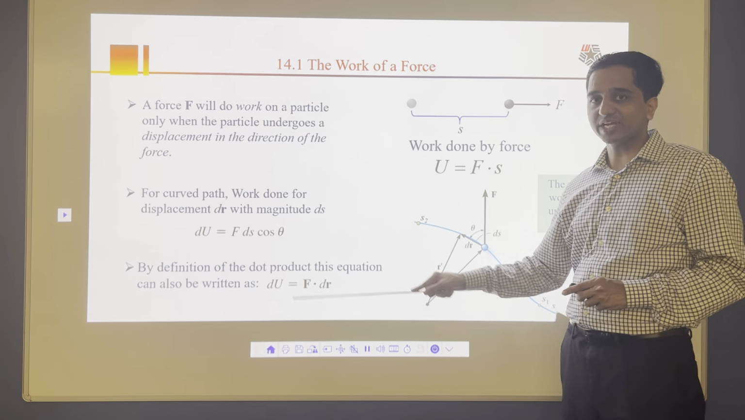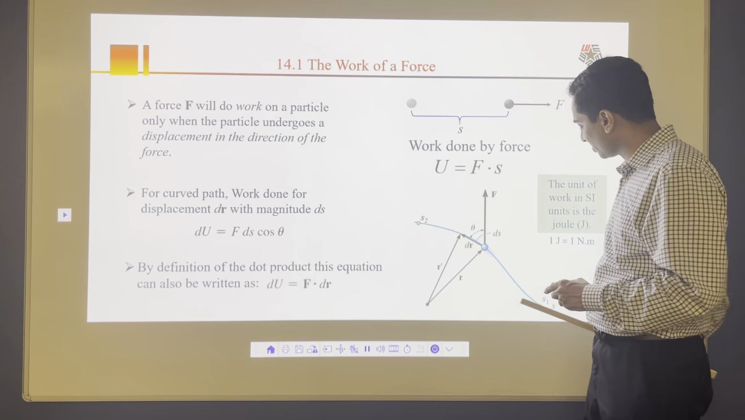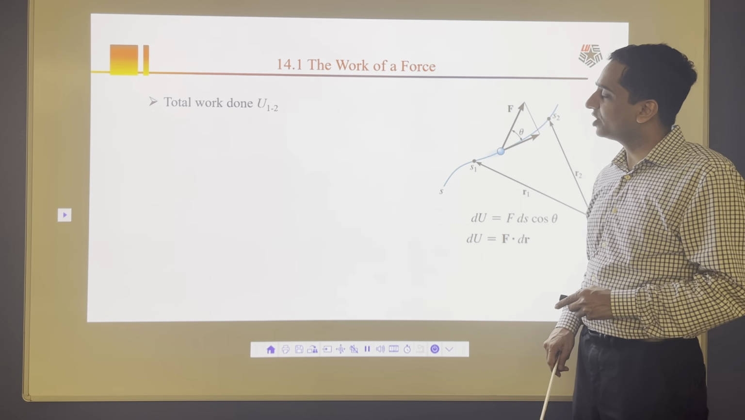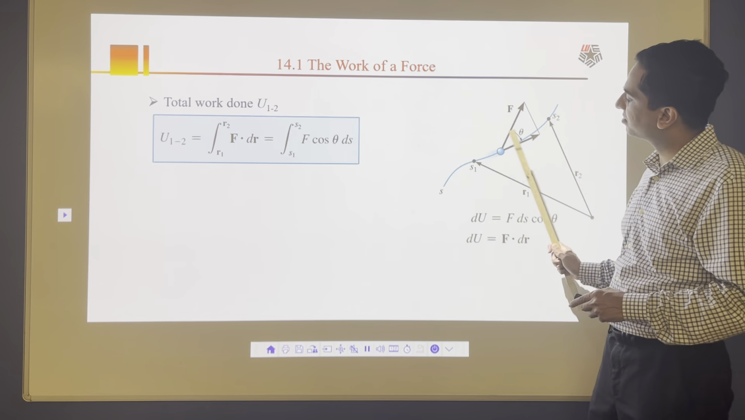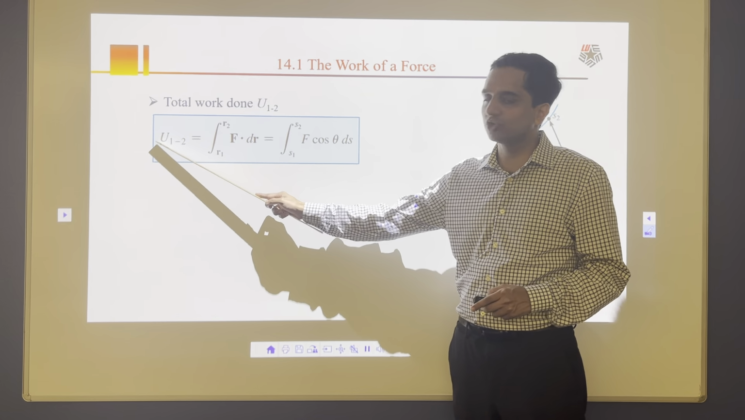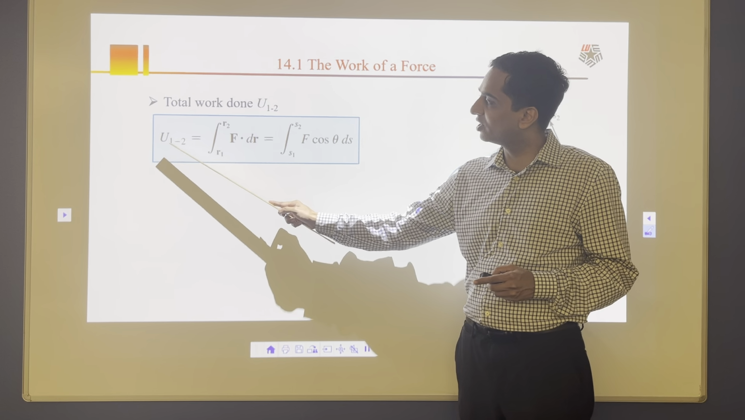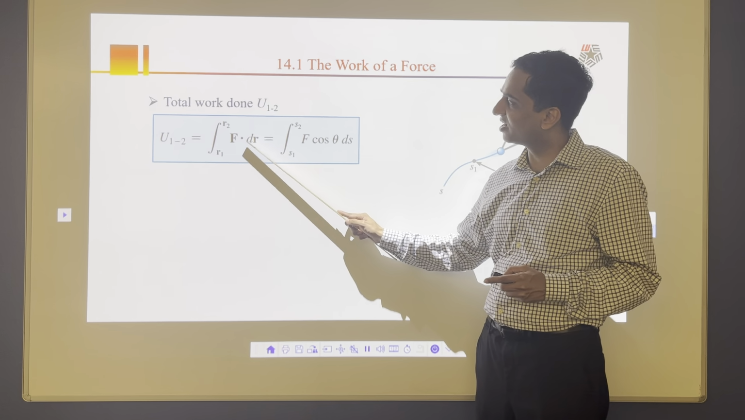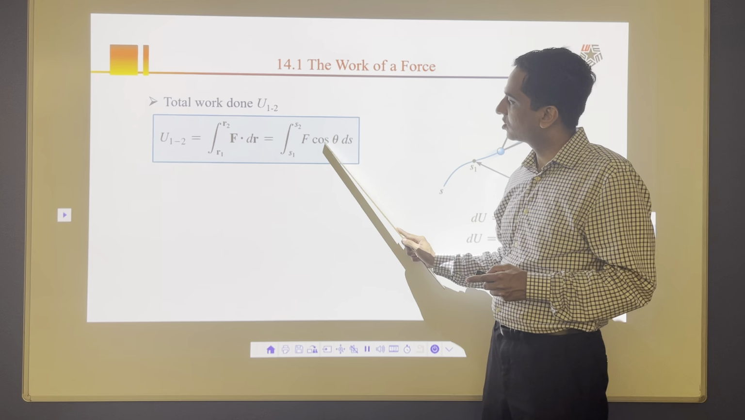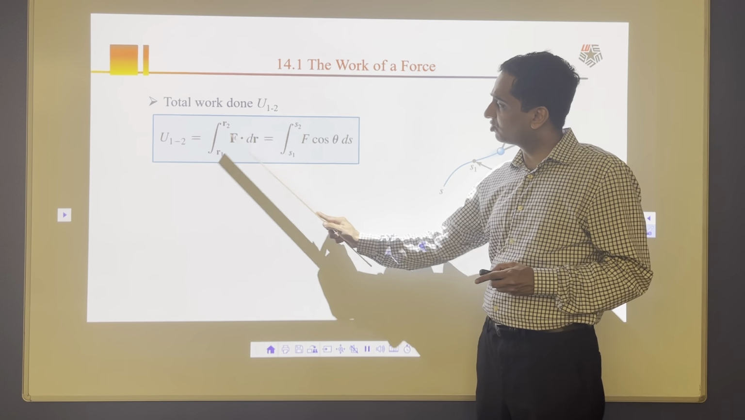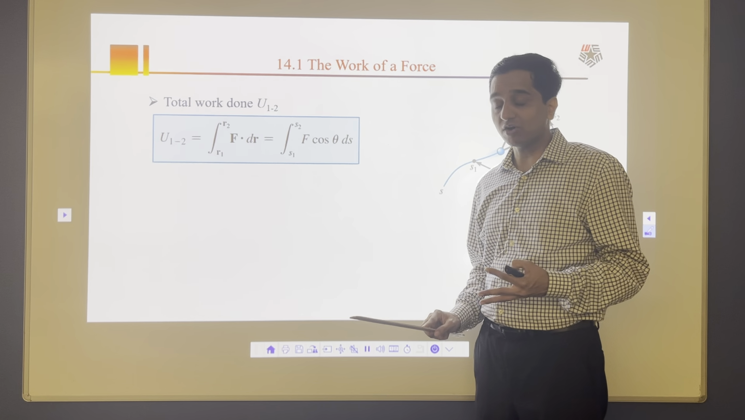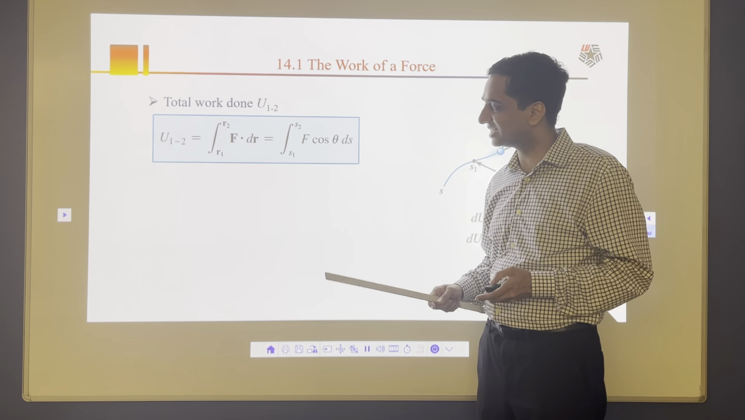So these are two formulas that we can use to calculate work done. If we integrate these formulas from point 1 to point 2, we can calculate the total work done from S1 to S2. So U12, the total work done from 1 to 2, is the integral of F dot dr from r1 to r2, or I can rewrite it as the integral from S1 to S2 of F cos theta ds. Both ways you can figure out the total work done. We are going to use these formulas to find the work done under different cases, and we will see that shortly.